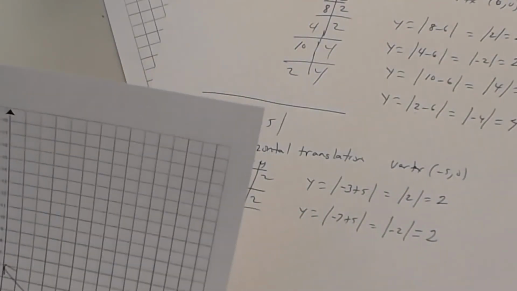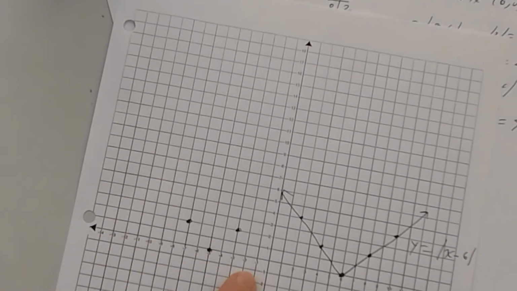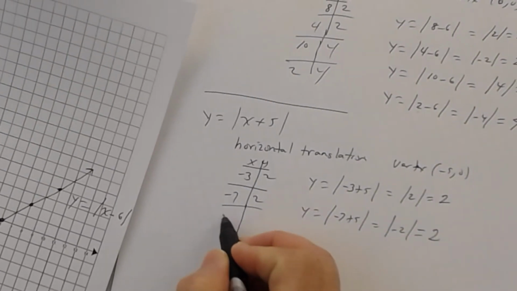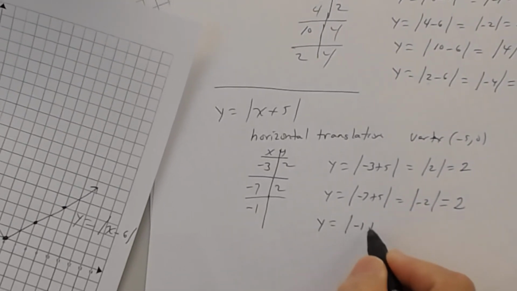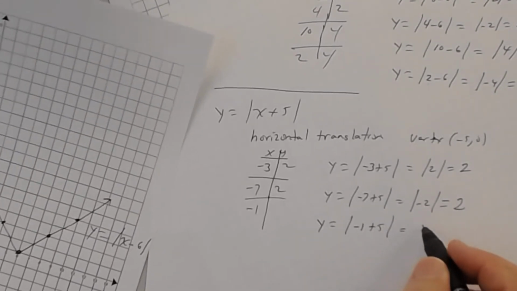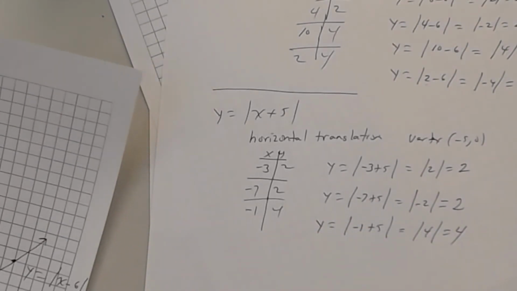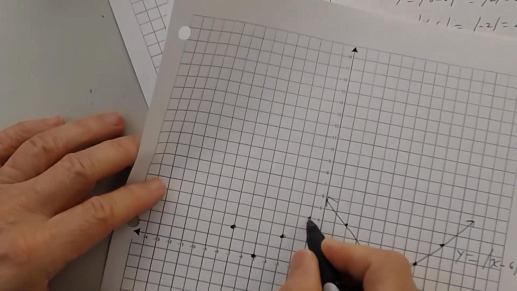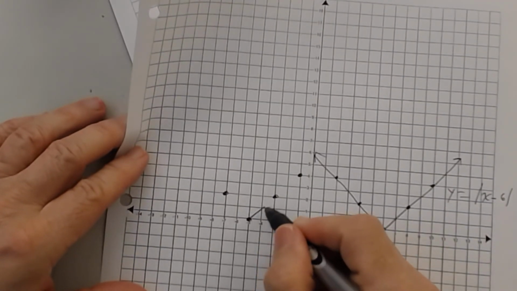All right. I need one more. Give me another value to the right of the vertex. Negative 1. So if x is negative 1, I get y equals the absolute value of negative 1 plus 5. What's negative 1 plus 5? 4. And what's the absolute value of 4? 4. So I'm going to plot the point negative 1, 4. When I plot the point negative 1, 4, I get this right here. And now I know what this part of the graph looks like. It looks like this.